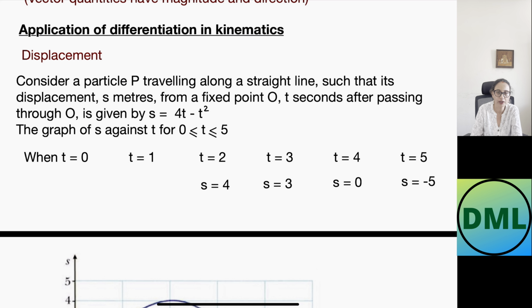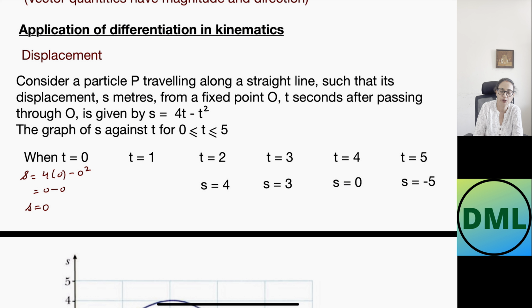Let's substitute all the values from 0 to 5 here in this s and first calculate the distance. When t is equal to 0, let's substitute 0 here. My s will be given as 4 times 0 minus 0 square. This will be 0 minus 0. My s is equal to 0. I didn't cover any distance.